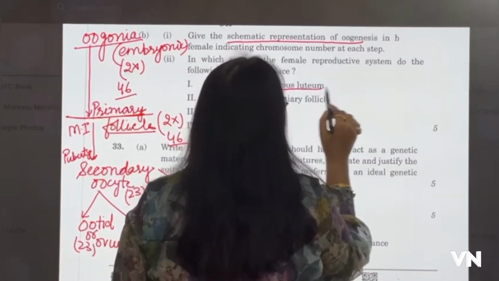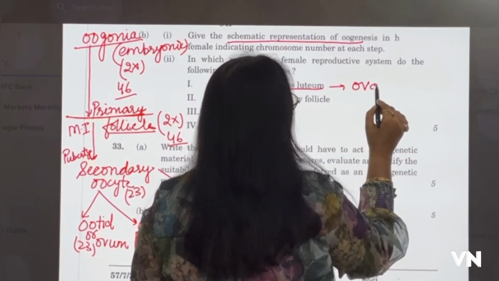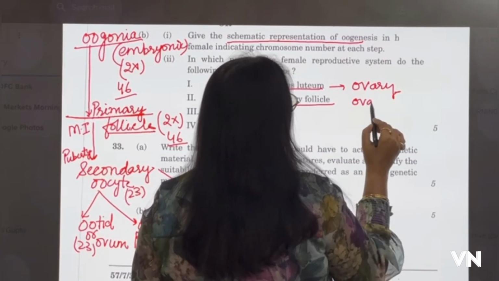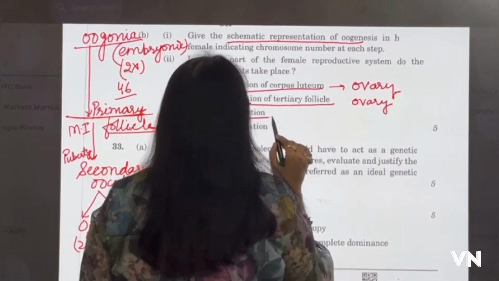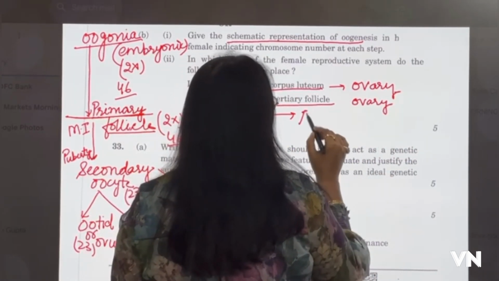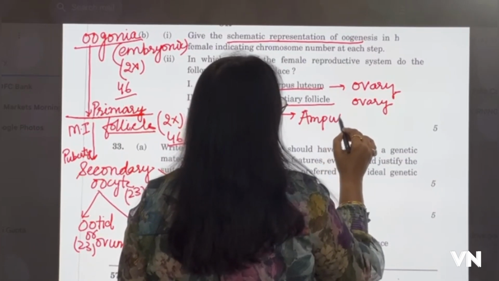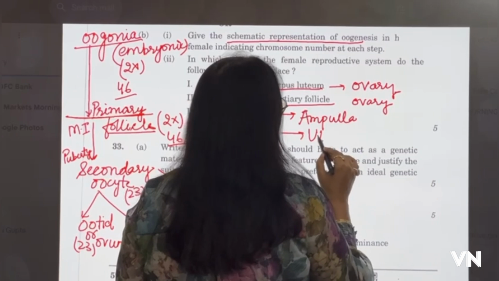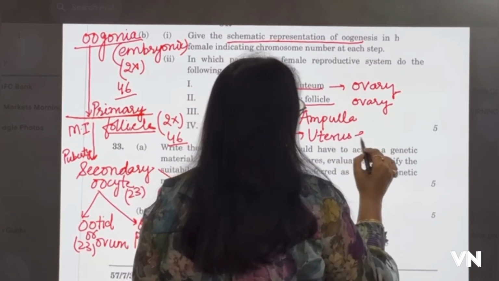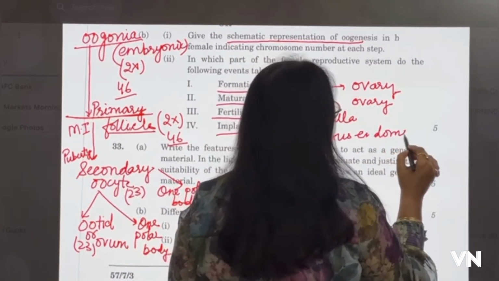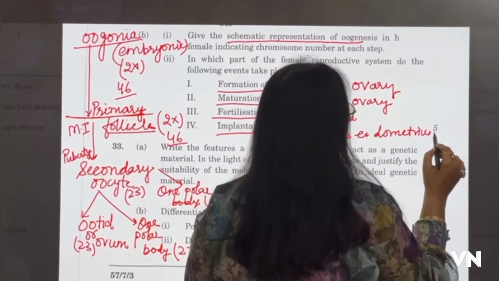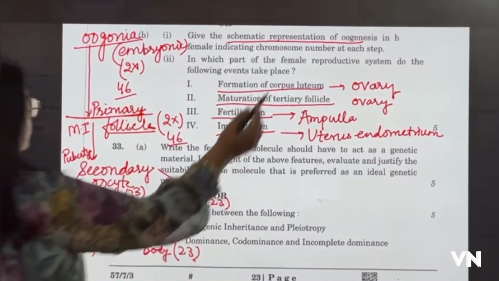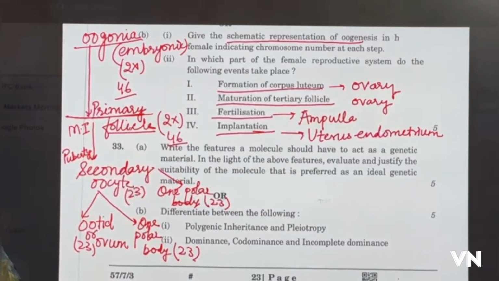Formation of corpus luteum takes place in ovary. Maturation of tertiary follicle in ovary. Fertilization in fallopian tube, ampulla region. Implantation in the uterus, endometrium lining. So 2 plus 3 is equal to 5 marks.